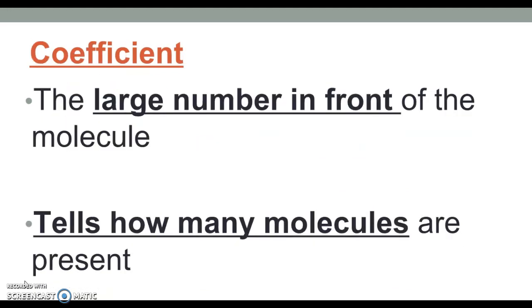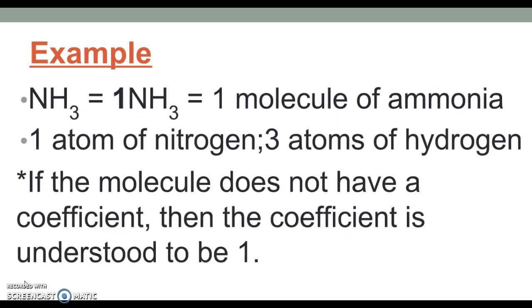The next word is coefficient. It's the large number that's in front of the molecule or the compound. It tells you how many molecules are present. So in the example of NH3, it's understood that there's a big number 1 in front of NH3. That means there's 1 molecule of NH3. NH3 is ammonia, which is a cleaner.